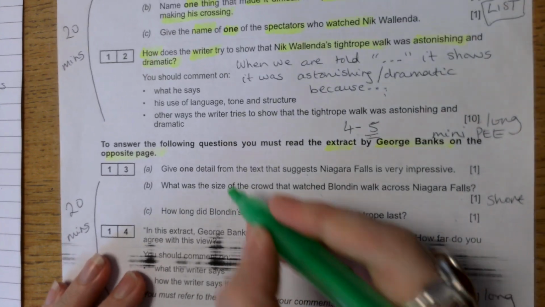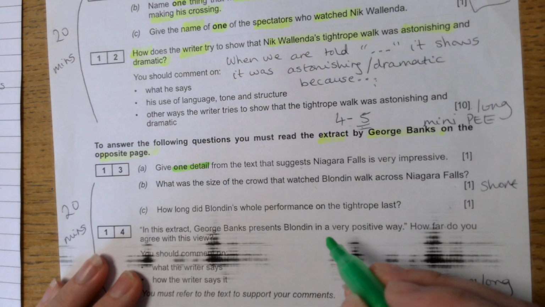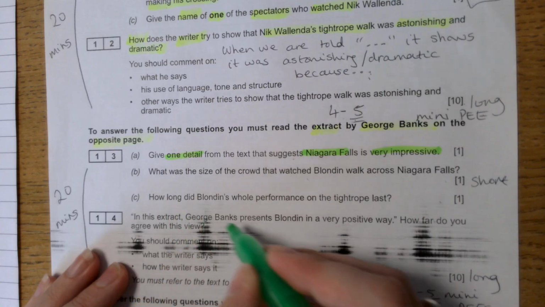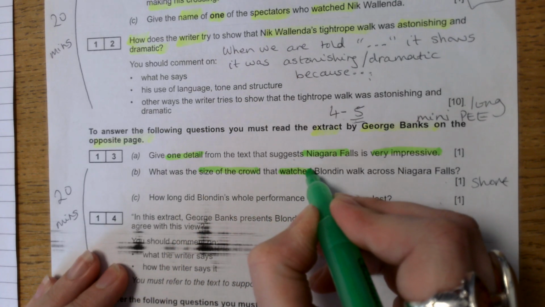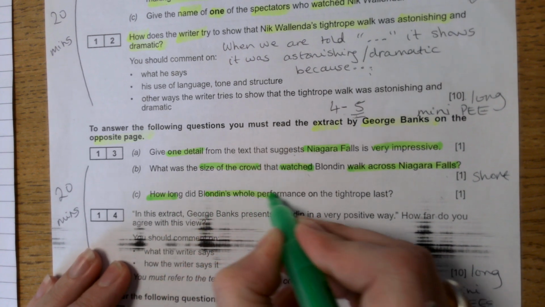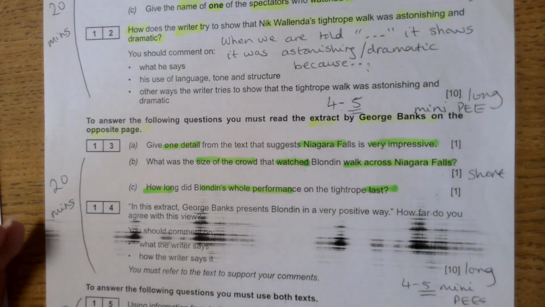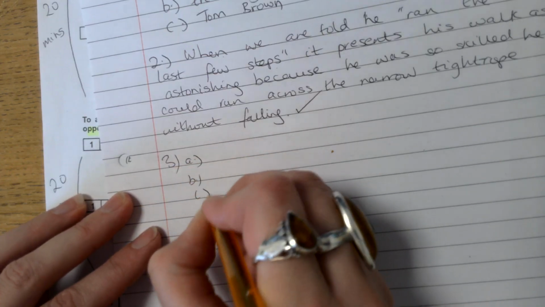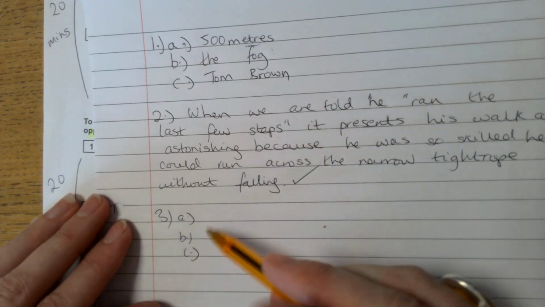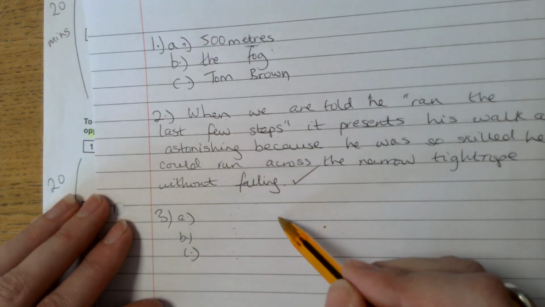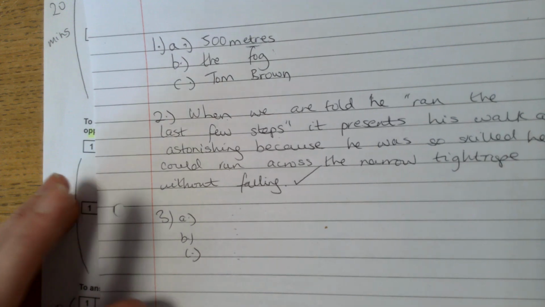So, give one detail from the text that suggests Niagara Falls is very impressive. What was the size of the crowd that watched him walk across Niagara Falls? How long did his whole performance last? So again, I've literally got to do 3A, B, C, and just like question 1, I'm literally just writing down those brief answers. I'm not writing in full sentences. I'm not writing in mini PEE.